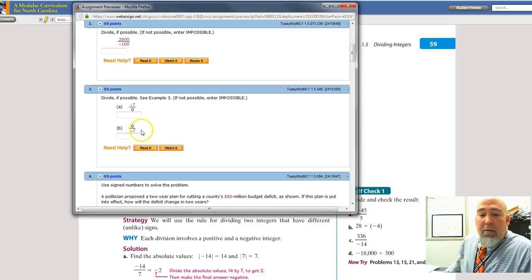And the top one, when you have 0 on top, that value is 0. So if there's a 0 on the bottom, it's undefined, and if there's 0 on top, the answer is 0. And I'll explain that in the supplement.